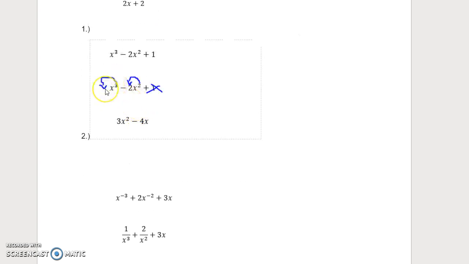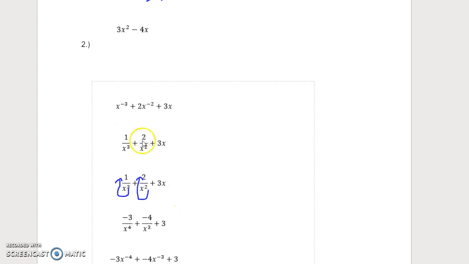We'll bring the 3 down, and then we'll subtract 1 from it. So we have 3x squared. We'll move over here. We have 2x squared. We'll bring the 2 down, and we'll subtract 1 from it, and we have 4x. And then once again, with the plus 1, there's no exponent, so it's just crossed off.